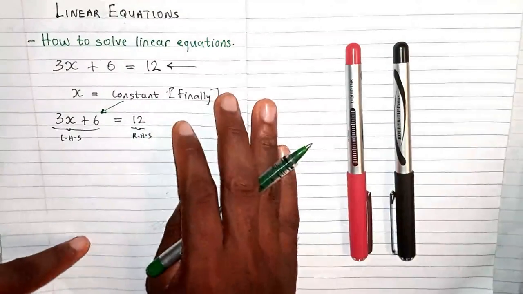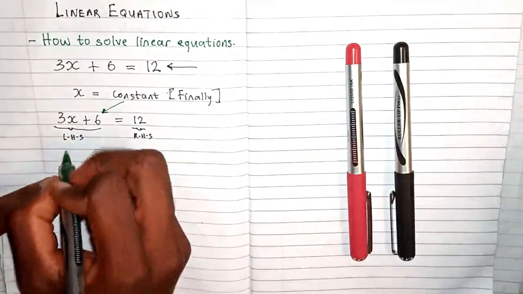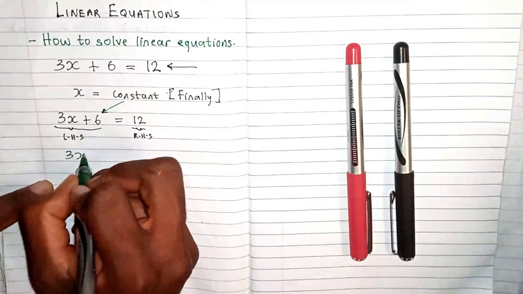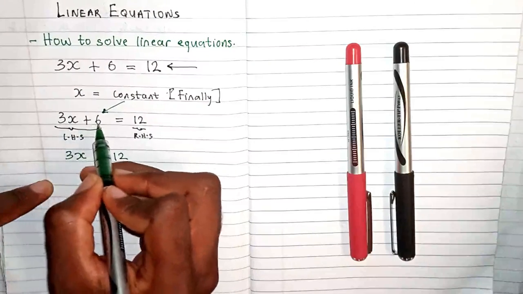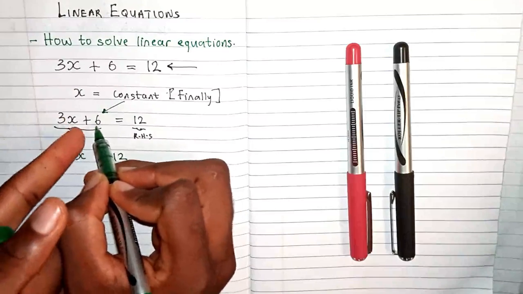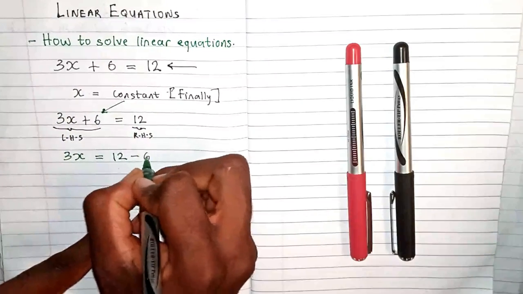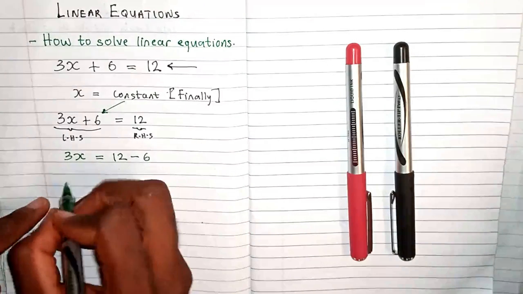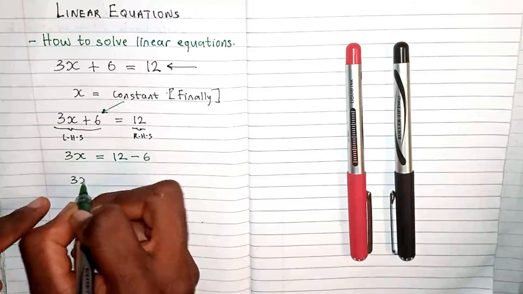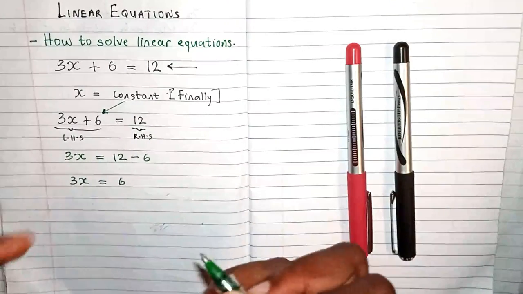So let's do that now. Moving 6 to meet 12, we have 3x is equals to 12. This is a plus 6. So once plus 6 crosses the equality sign to meet 12, it becomes minus 6. We can simplify this expression so that we have 3x is equals to 6. Good, we are almost getting there.